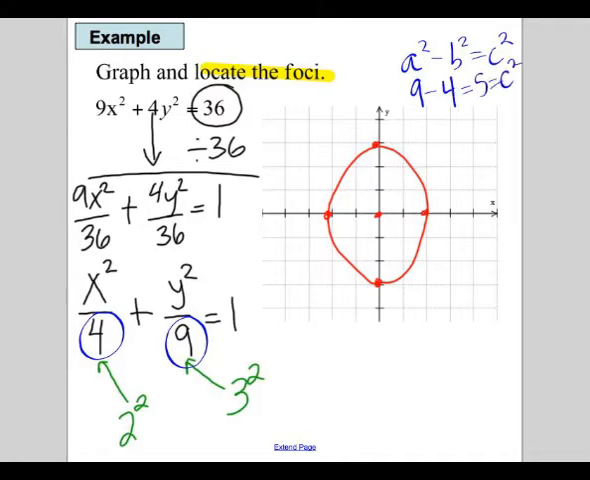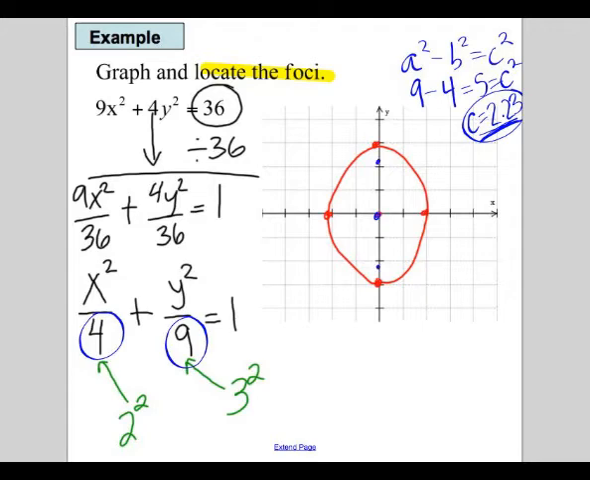So c is not 5. C is actually 2.23. So that's actually the value of c. Now just like a and b, it's actually a distance from the center. So we go from the center 2.23 along the major axis. Okay, so that focus is always on the larger of the axes. So it's going to be in the vertical axis in this case. So I'm going to go up 2.23 in both directions approximately.